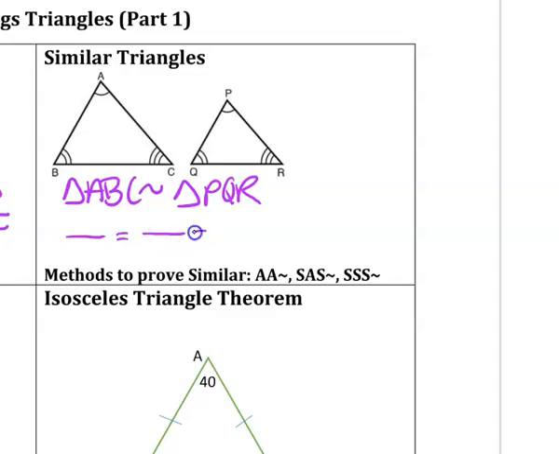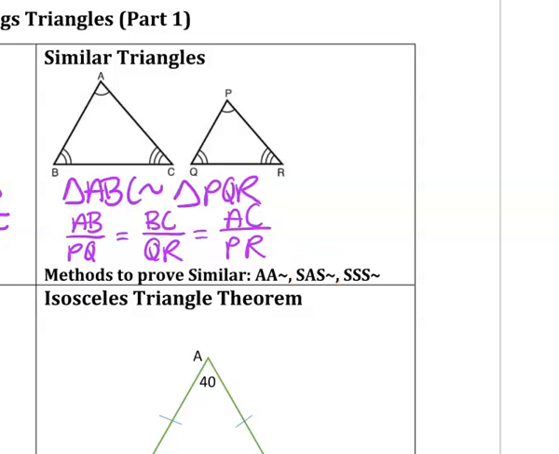There are 3 pairs here. I can do AB to PQ, BC to QR, and lastly, AC to PR. Now the ways that we will prove triangles to be similar are angle-angle, meaning if you have 2 pairs of angles congruent, then the triangles must be similar. And this makes sense because by default you'll get the 3rd pair congruent.